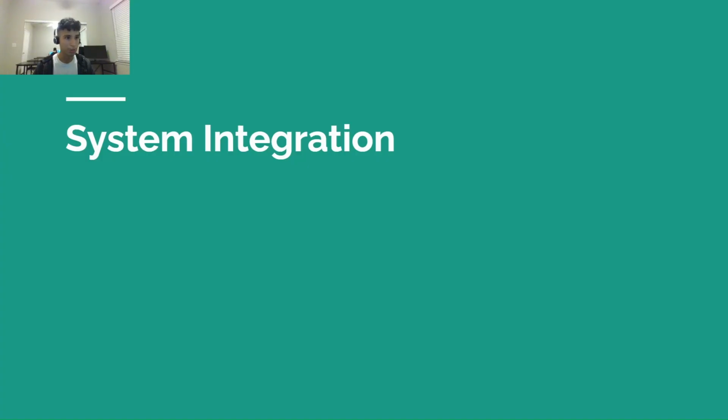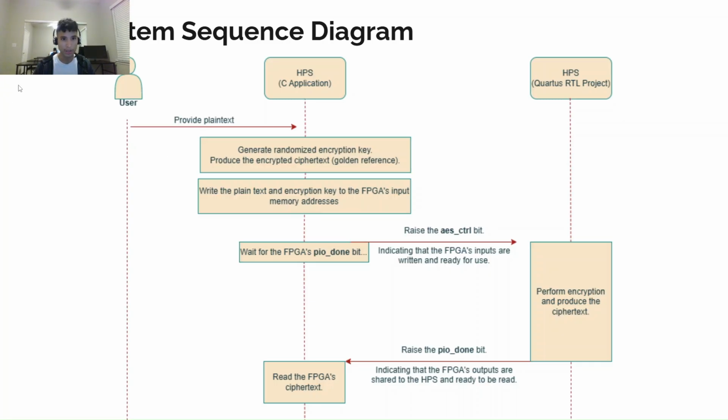Now that we have discussed the implementation of the hard processor and the FPGA as individual components, now we'll start trying to tie them in and integrate them together as a working system. So here's a sequence diagram that I have provided to help convey the actual design of each step of the intercommunications of both components as well as the user. So you can see here the user provided a plaintext, the hard processor will generate the randomized encryption key and produce the encrypted ciphertext as a golden reference.